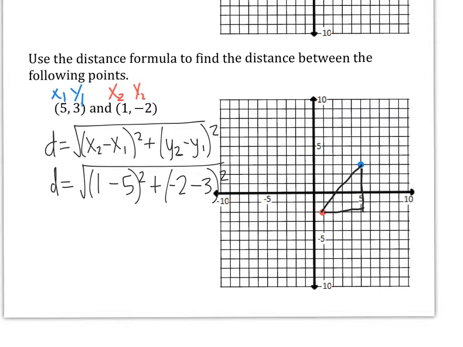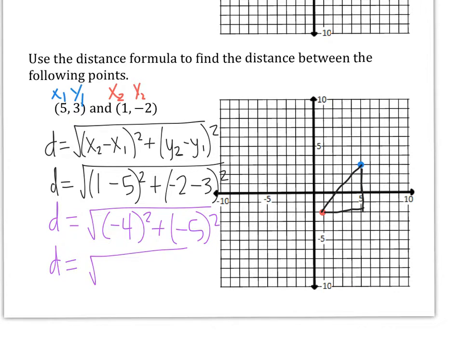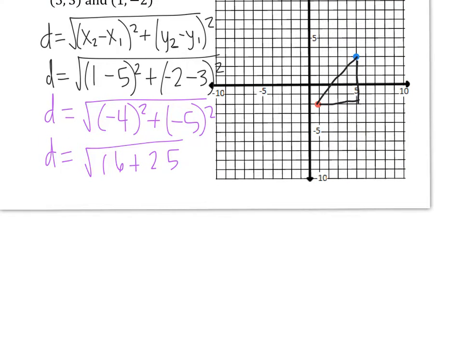Let me change colors so we can see this a little bit better. So d equals 1 minus 5 is negative 4. So I'm going to put that in parentheses and then square it. Plus negative 2 minus 3 is negative 5, and then we're going to square that. So distance equals the square root of negative 4 squared is positive 16. Negative 5 squared is 25. So here now we have the distance equals 16 plus 25, all under the square root, and 16 plus 25 is 41.